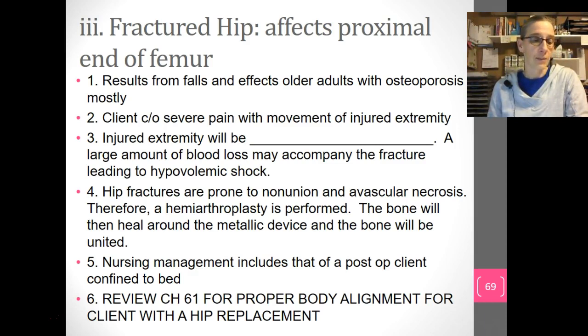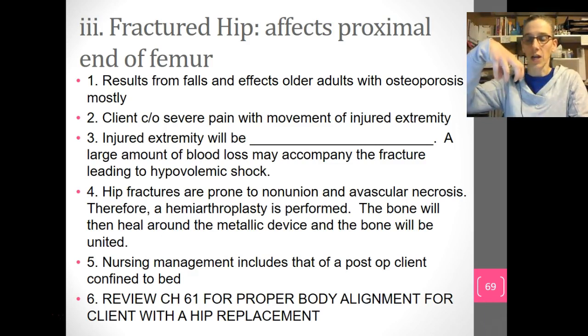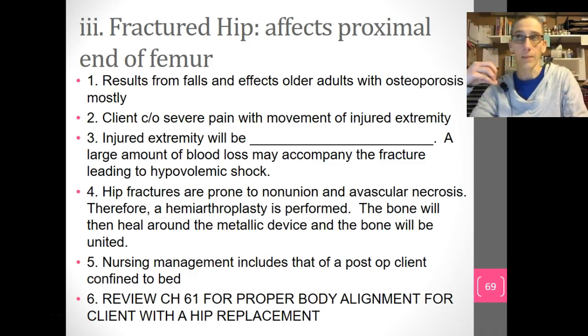The client complains of severe pain with movement of the injured extremity. The injured extremity looks different. So hopefully you can draw back on some of the things we've already talked about and fill in that blank. But if you can't, I'm going to tell you, the injured extremity is going to be shortened and externally rotated. Remember we talked about the muscle contractures, and because that bone is fractured now, the muscles are going to contract up and make the leg appear shortened and externally rotated or abducted. Okay.